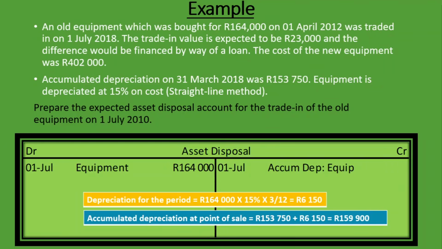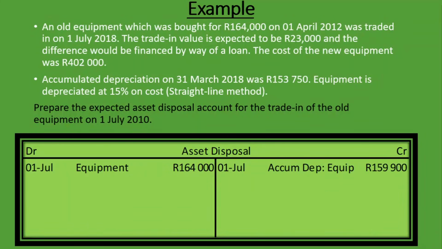And that is the key thing that we need to remember with the asset disposal. The accumulated depreciation that you'll calculate is the accumulated depreciation at the point of sale. So all the depreciation at the point of sale. Usually you'll be given the depreciation until the beginning of the period, and you'll have to calculate from the beginning of the period to the point of sale, which we have just done. And then you add all the depreciation together to get the total accumulated depreciation, which is 159,900 Rand, and we record it on the credit side. And then what is the next thing that we record? Well, we record the proceeds from the sale of that asset, and in this case the equipment.